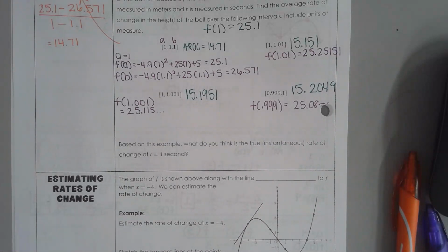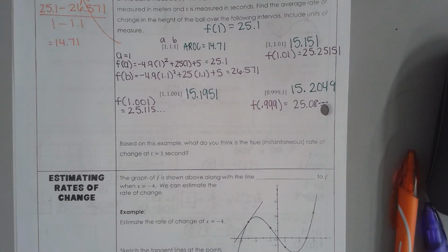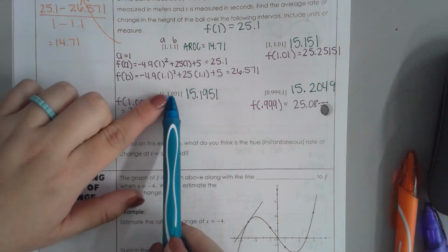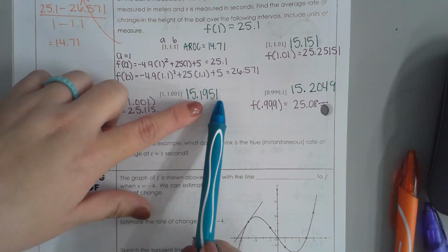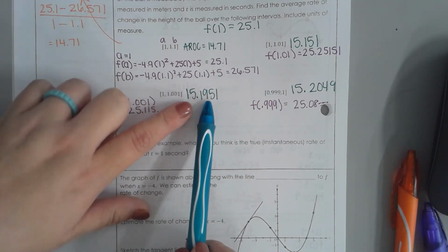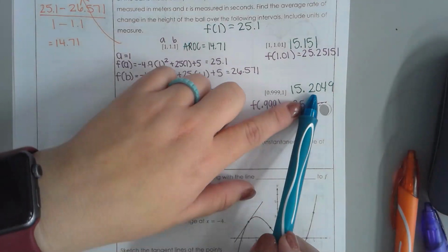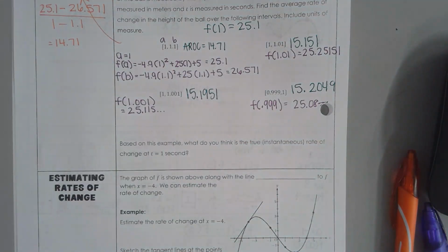Alright, so we have found the average rate of change, little sections really close to 1, but we couldn't do exactly 1. Now, a little bit to one side of 1 is 15.195. On the other side, it's 15.2049. What do you think would be the true instantaneous rate at 1? Somewhere between those two. What would you say it would be? 15.2 is what I would say.